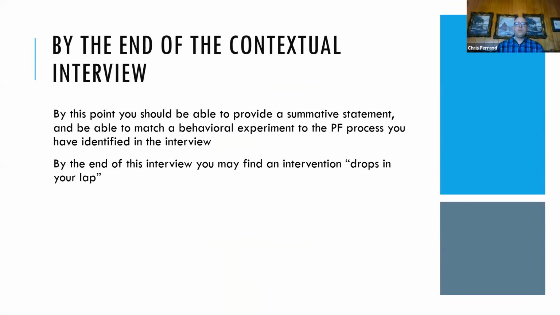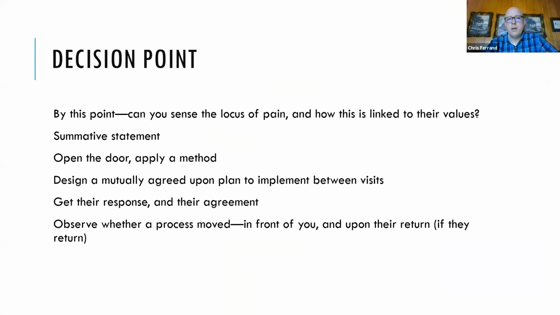By this point, once you get to the end of the interview, you should be able to provide a summative statement and match a behavioral experiment to the psychological flexibility process you have identified in the interview, or the tooth. By the end of this interview, you may find an intervention drops in your lap. Hopefully you have a pretty good sense of the locus of pain and how this is linked to their values. What do they care about here that makes this hurt?